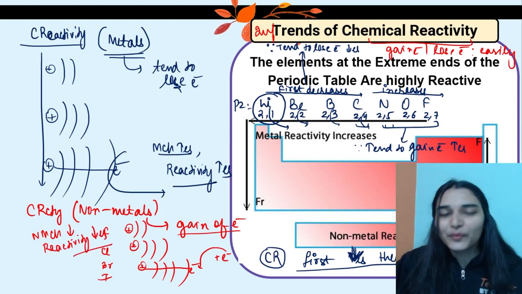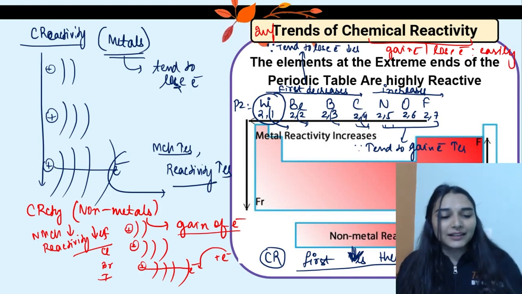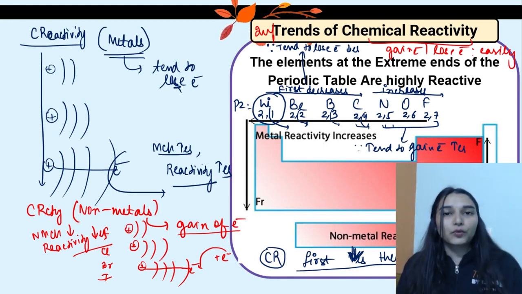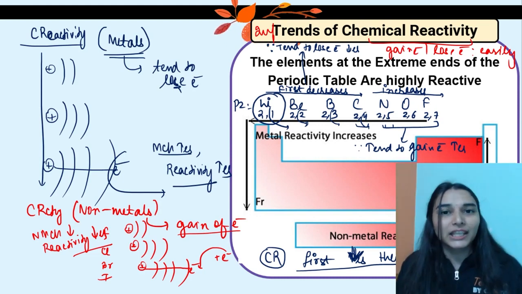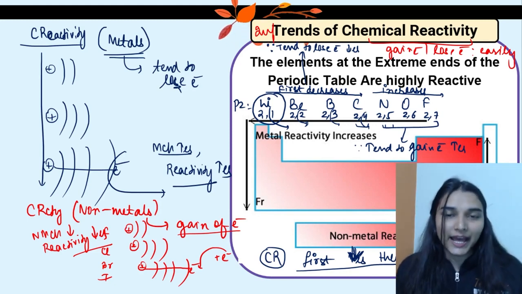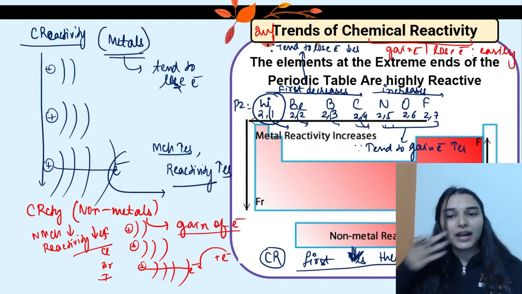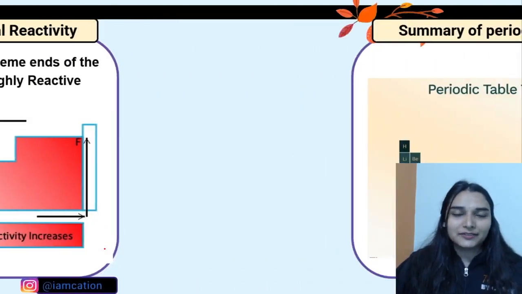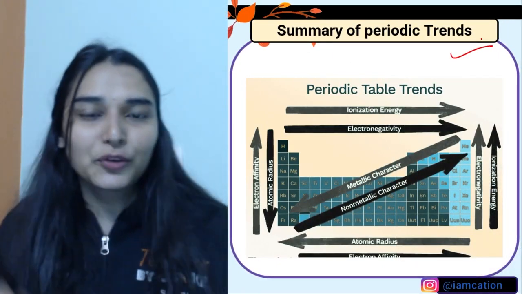Okay, so remember this is important trend. Left to right chemical reactivity first decreases, then increases. Top to bottom reactivity, it depends what you are talking about. For metals, top to bottom chemical reactivity increases. For non-metals it decreases. ठीक है, and this question is asked in the exam. You would be given a lot of questions, so you have to do this chapter. It's very important. Okay, so with this we finally end the periodic trends.